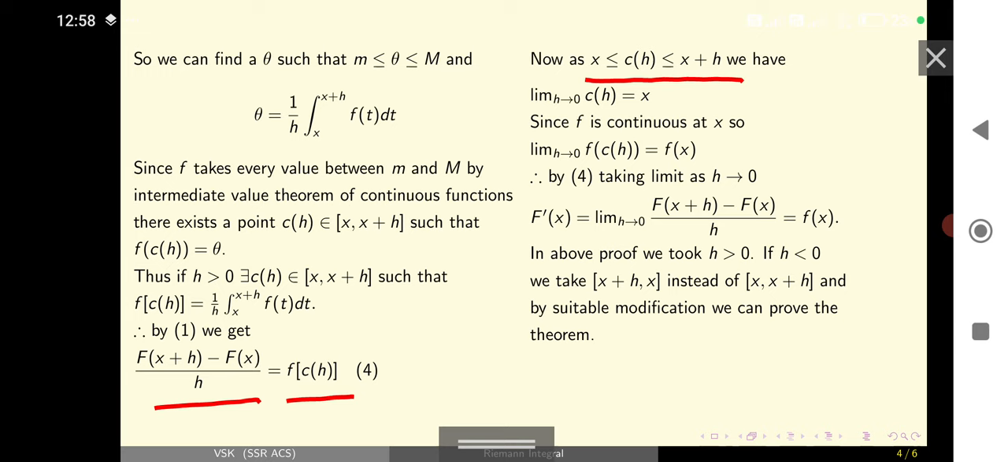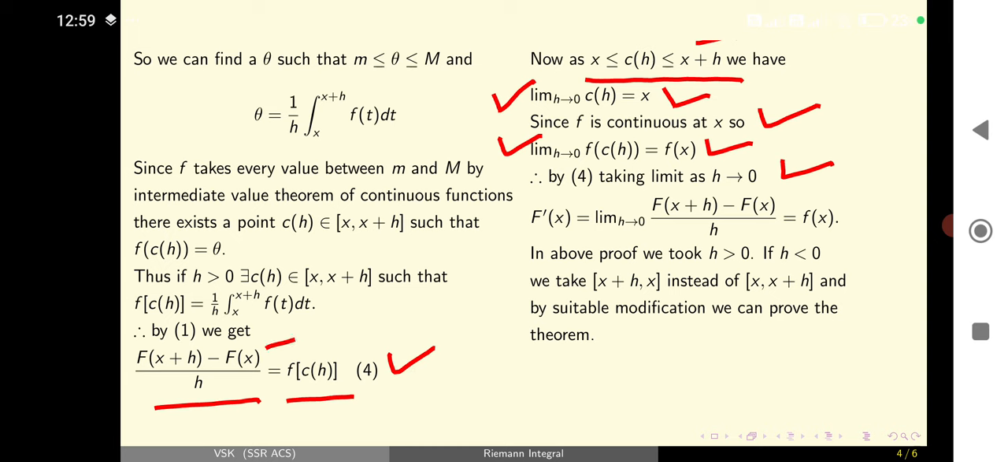So when we take limit h tends to 0, from this expression c becomes x, that is, the value of this limit is equal to x. And since f is continuous at x, when we take the limit h tends to 0, f(c_h) is nothing but f(x).